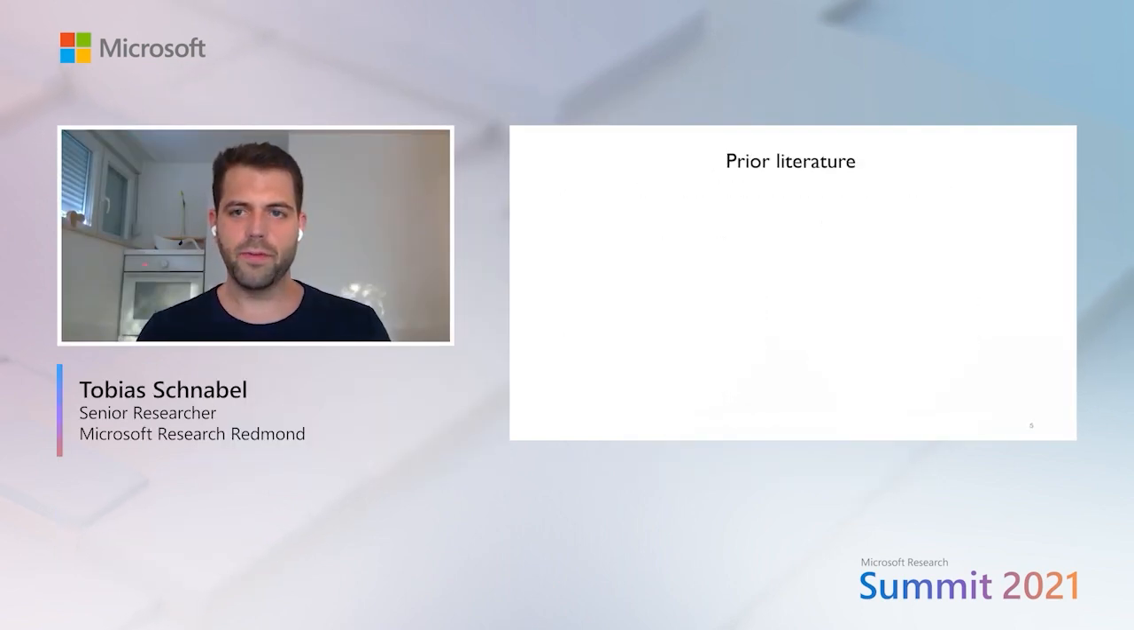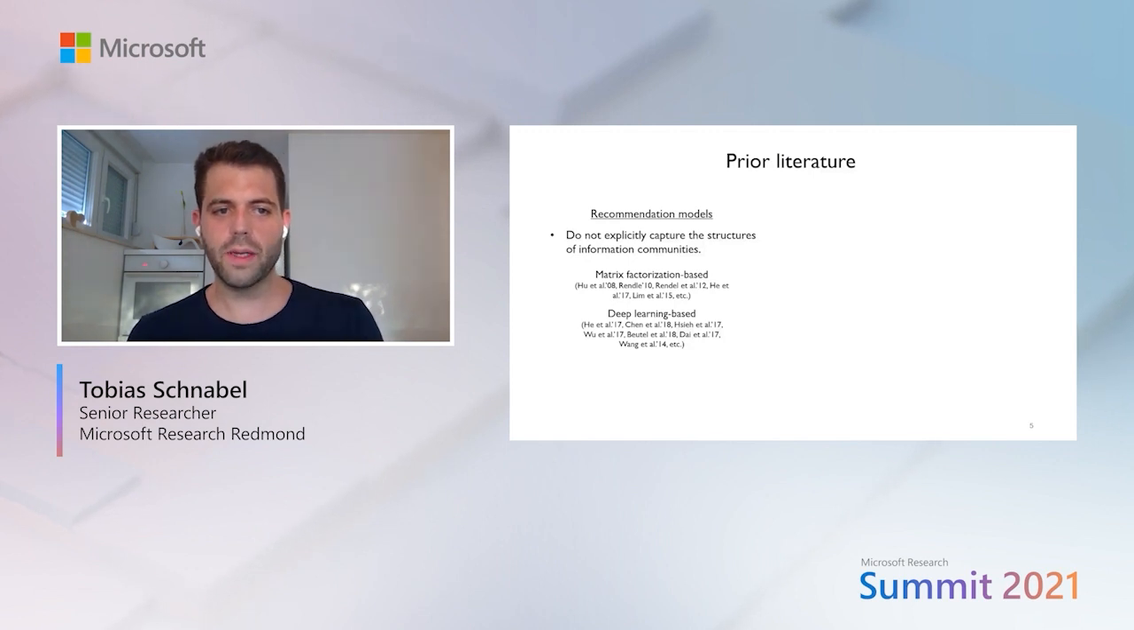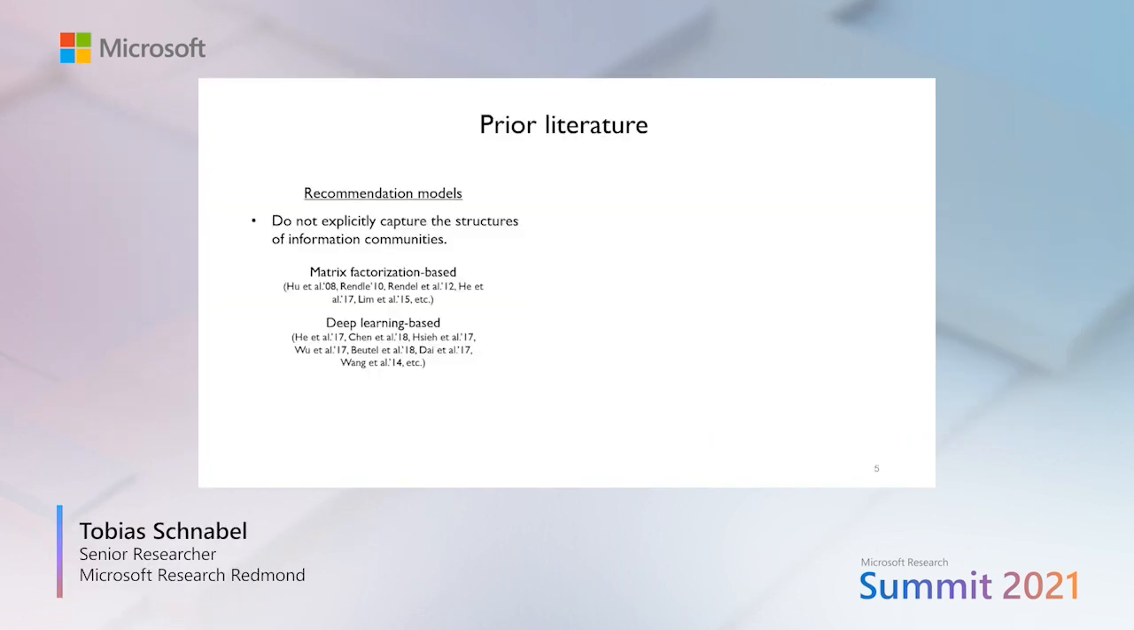To give you a little bit of context of what prior work has done, well, there's been a lot of work on classic recommendation models. So there were matrix factorization-based models, and more recent, deep learning-based models. But these models, in essence, don't really explicitly capture the structures of information communities. And we think that's holding them back from working even better in practice.